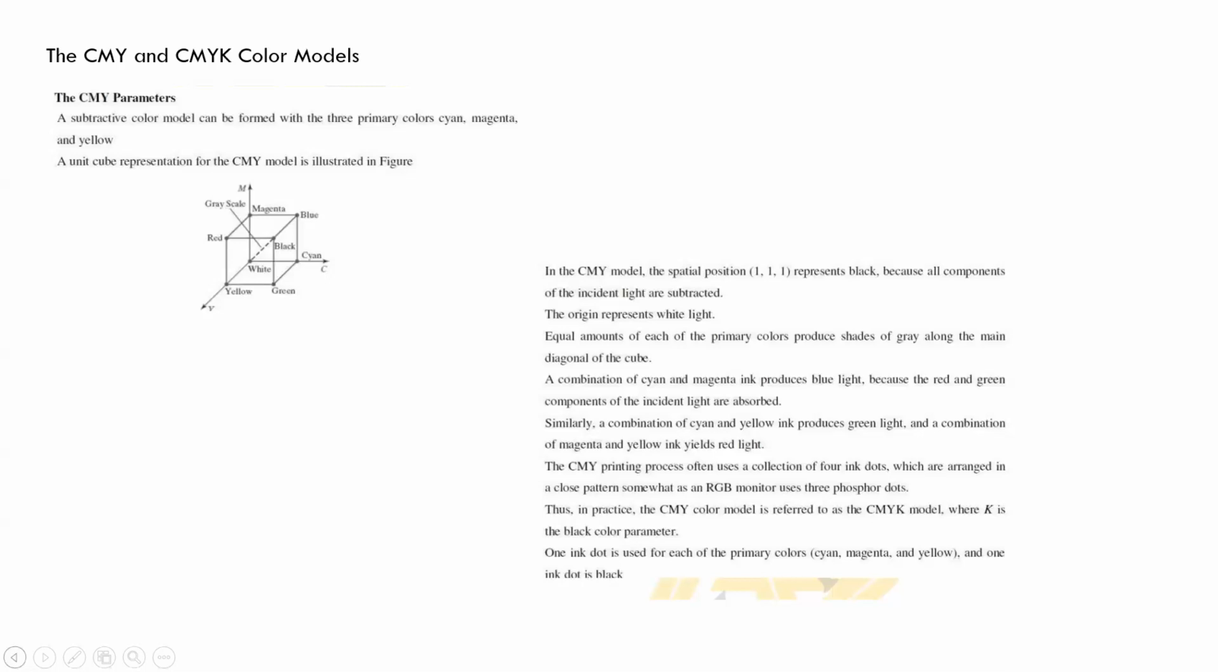A combination of cyan and magenta ink produces blue light because the red and green components of the incident light will be absorbed. Similarly, a combination of cyan and yellow ink produces green light, and a combination of magenta and yellow ink yields red light. The CMY printing process often uses a collection of 4 ink dots which are arranged in a close pattern, somewhat as an RGB monitor uses 3 phosphor dots. Thus, in practice, the CMY color model is referred to as the CMYK model, where K is the black color parameter. Three ink dots are used for the primary colors and one ink dot is the black.